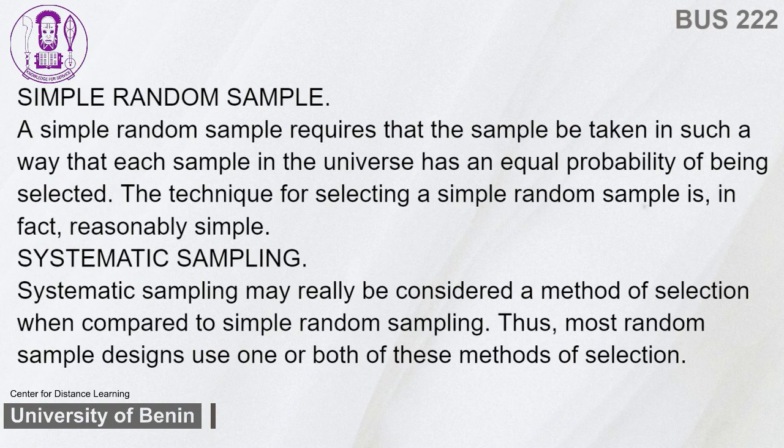Simple random sample. A simple random sample requires that the sample be taken in such a way that each sample in the universe has an equal probability of being selected. The technique for selecting a simple random sample is, in fact, reasonably simple. Systematic sampling. Systematic sampling may really be considered a method of selection when compared to simple random sampling. Thus, most random sample designs use one or both of these methods of selection.